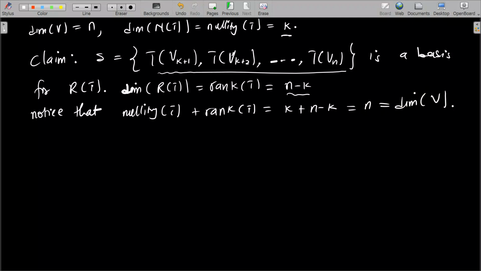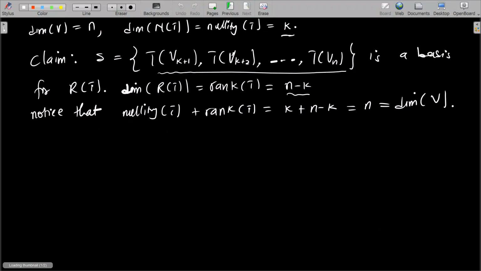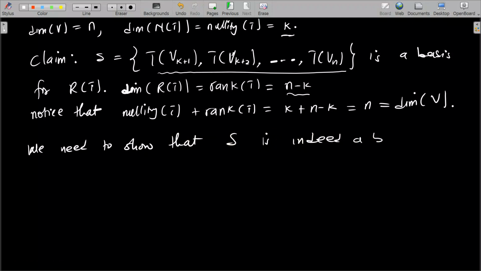So with this claim, we are okay, but we don't know yet, because we know for sure that alpha is a basis for null space of T. Beta is a basis of V. Now the next thing we have to show is that S is indeed a basis for a range of T, right? We cannot just claim it and go. So what do we need to show that something is a basis?